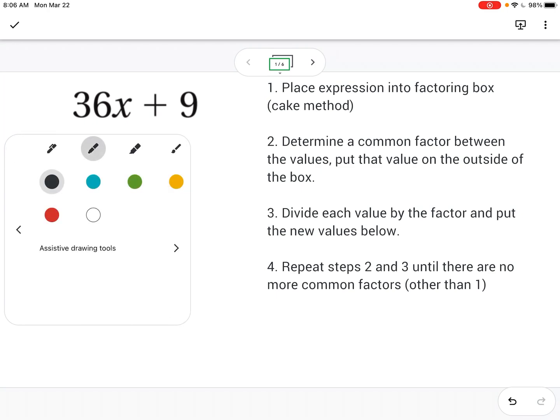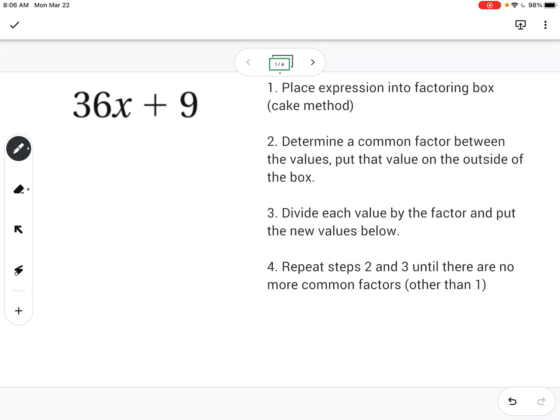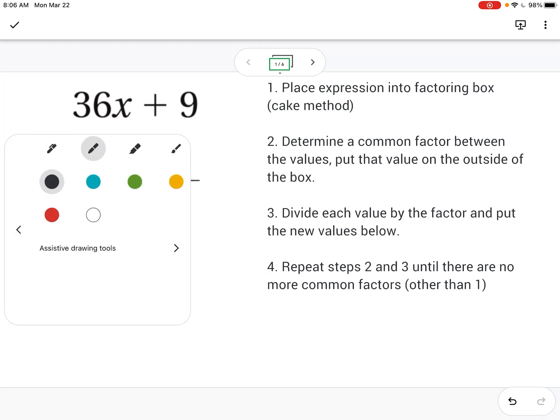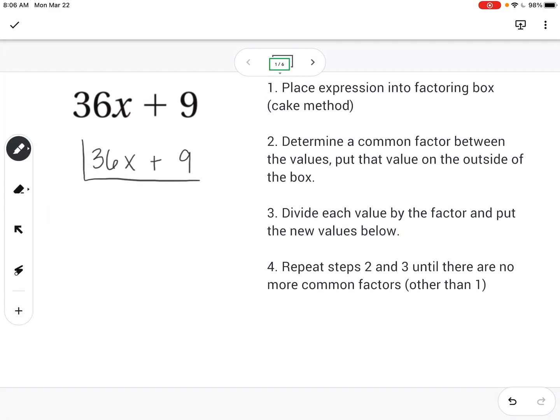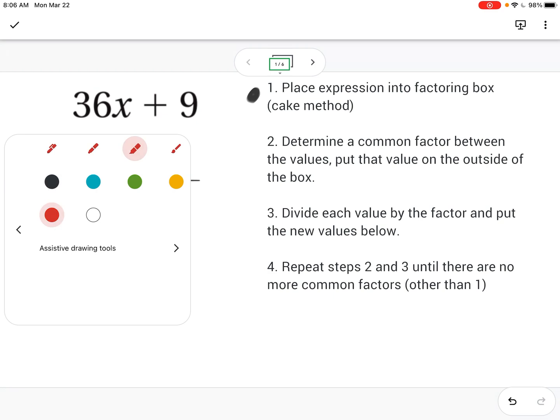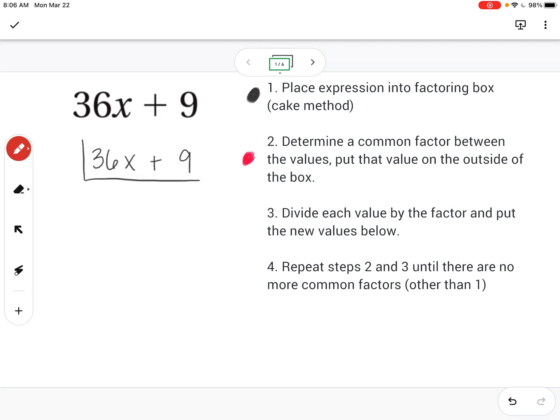All right, so we're always going to start off by placing the expression into a factoring box. And in parentheses there, I put cake method because that's what you guys are familiar with this as. And we use this when we are finding greatest common factor and least common multiple, right? This little factoring box, we called it cake method. And we knew that that was the first step, right? So I'm going to color code this a little bit for you guys. And I'm going to highlight this in black. Okay? Second step, I'm going to make this red.